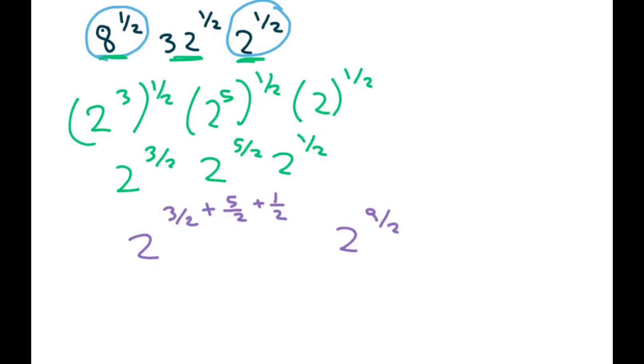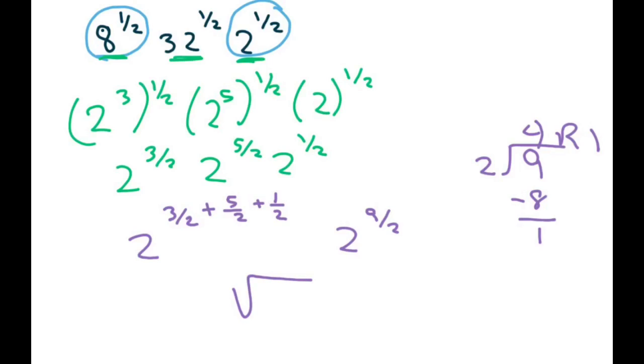And just like the previous one we did, I'm going to go ahead and take 2 goes into 9. 2 goes into 9 4 times. So that's going to be 8. And I'm left with 1. So my remainder is 1. So I'm still going to have the square root here. And I'm only going to have 1 2 inside. Okay? But I can pull 4 2's out.